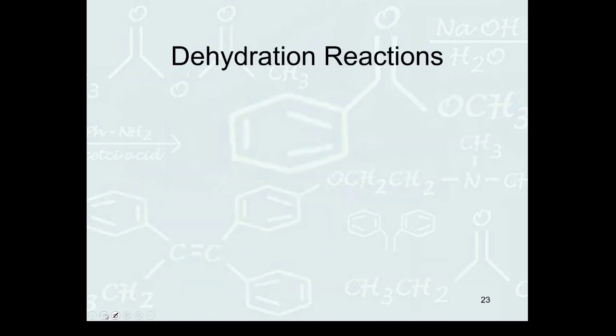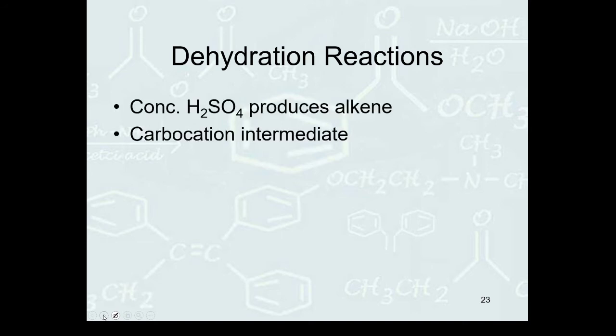All right. Dehydration reactions. H2SO4, like I said, will produce an alkene. You could end up with a carbocation intermediate. So what you have to worry about during these alcohol to alkene transitions is the carbocation intermediate and rearrangement. So that's one big thing to worry about.